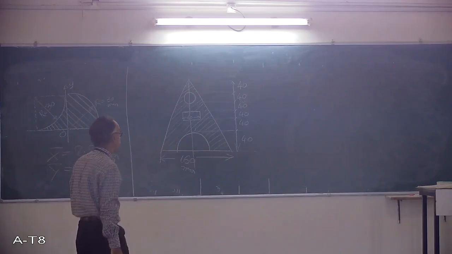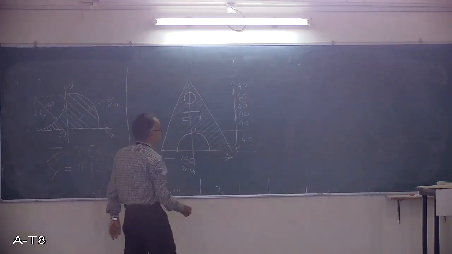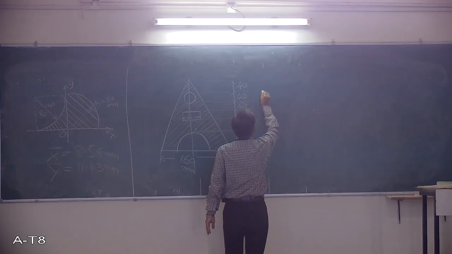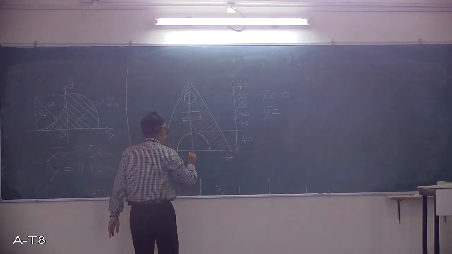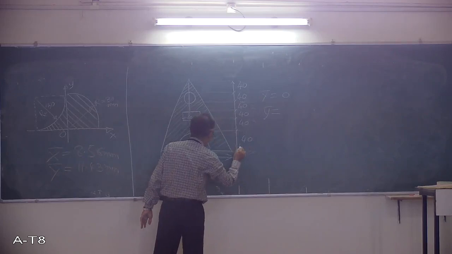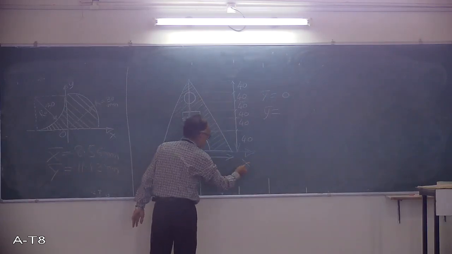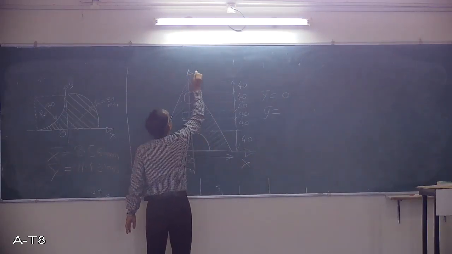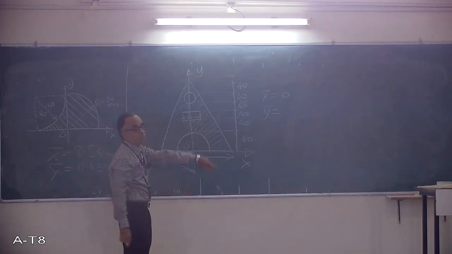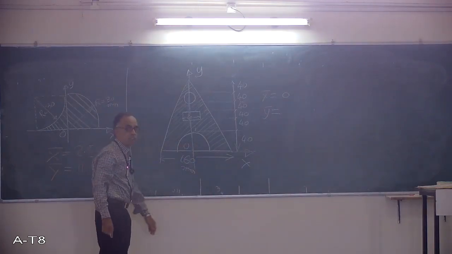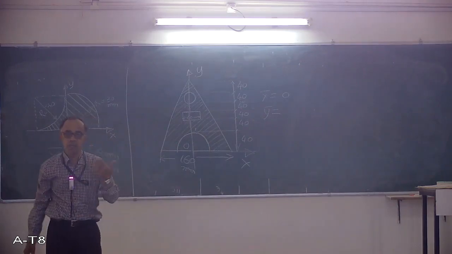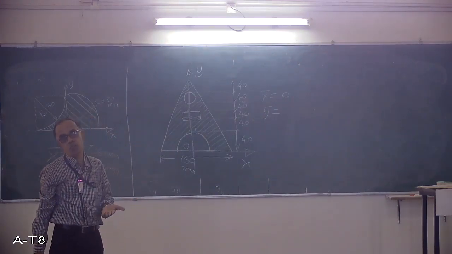Since the given figure is symmetrical about the y-axis, I directly write x bar is equal to 0. When x bar is 0, I should take this as the y-axis, this as the x-axis, and this is the origin point. Then I write x bar is equal to 0. From the origin, you have to find out only a1 y1, a2 y2, a3 y3, a4 y4 divided by a1 minus a2 minus a3 minus a4.